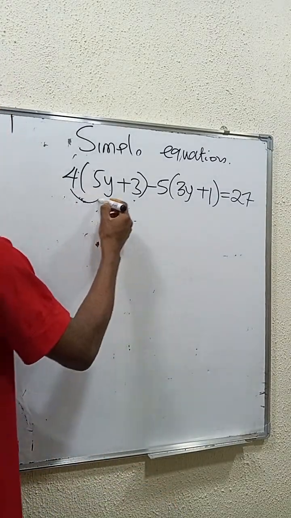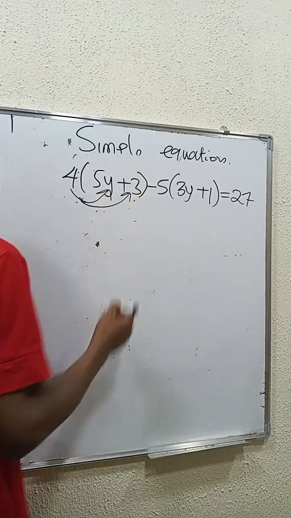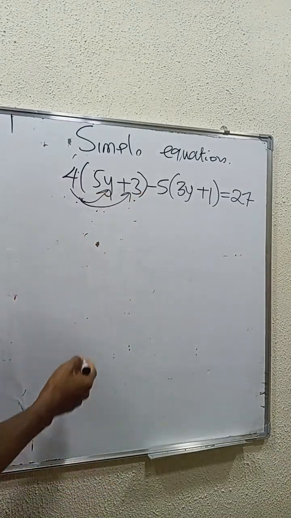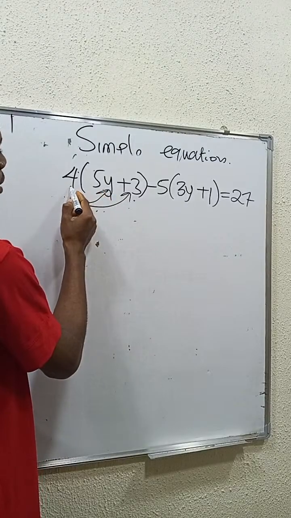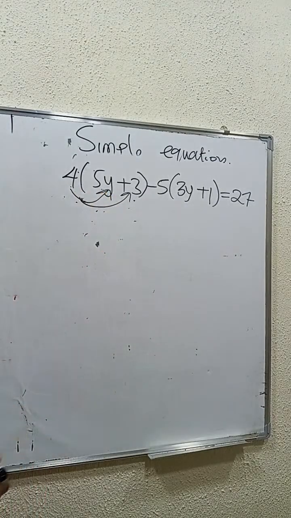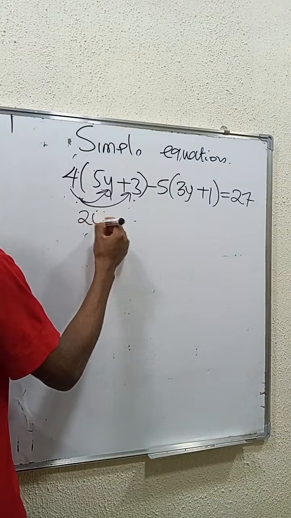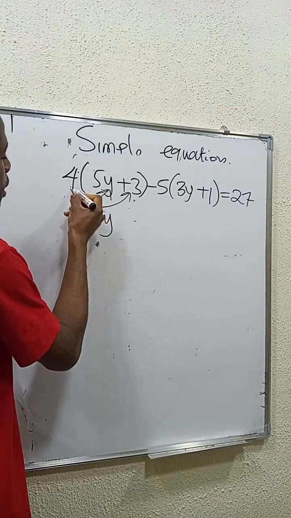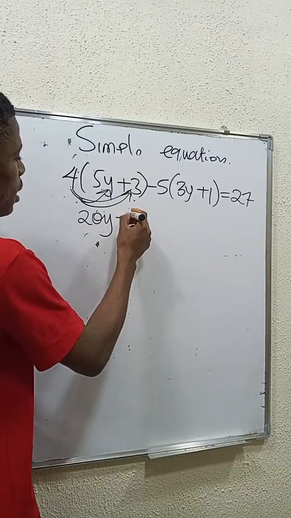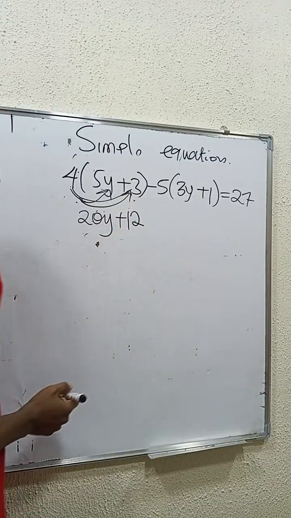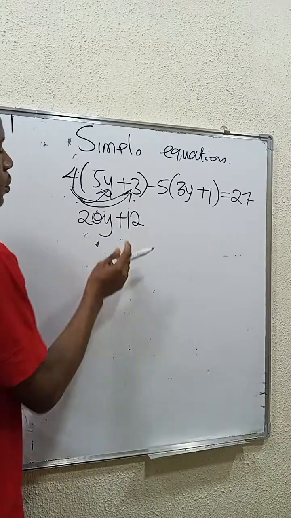First, we use 4 to open up the bracket. So you see that 4 will times 5y. What is 4 times 5y? It is 20y. Then 4 will times 3. What is 4 times 3? 12. Okay? Then we've opened the bracket.